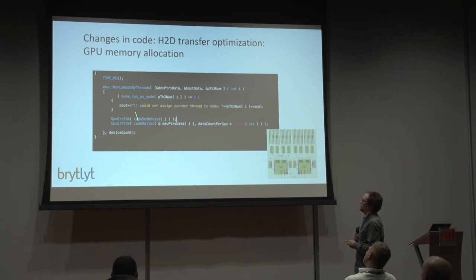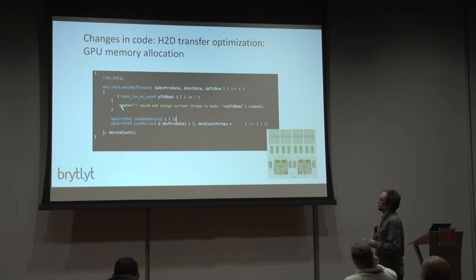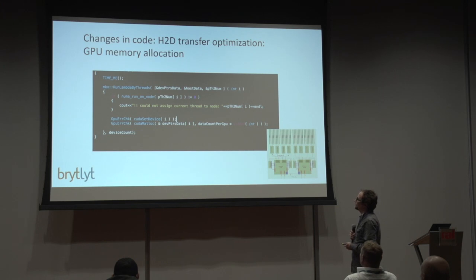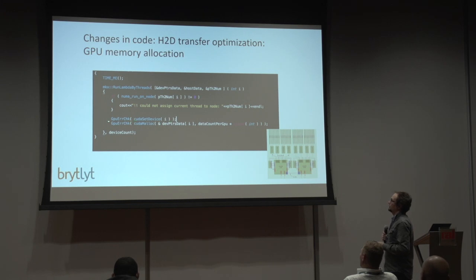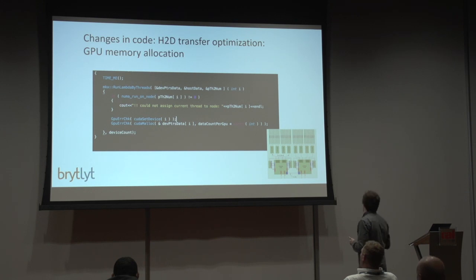We didn't need to create a separate context within the thread, which was also suggested on some forums and in some tutorials. But NUMA run on node was enough, and CUDA set device and just CUDA malloc to allocate memory. So this is a standard way, but with a selected node.